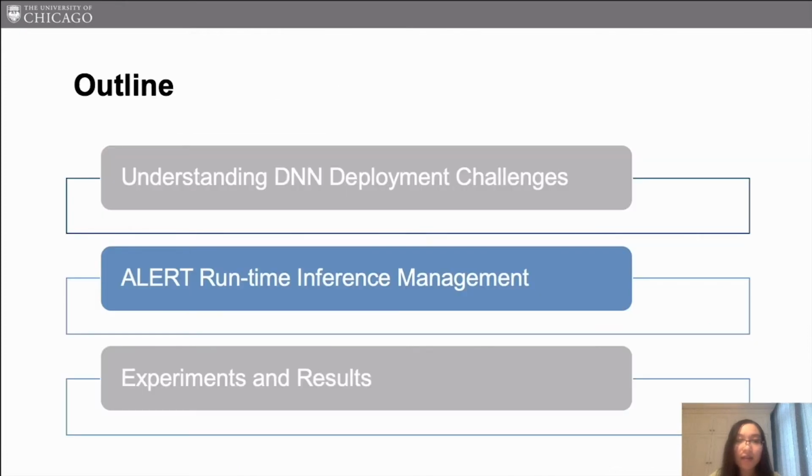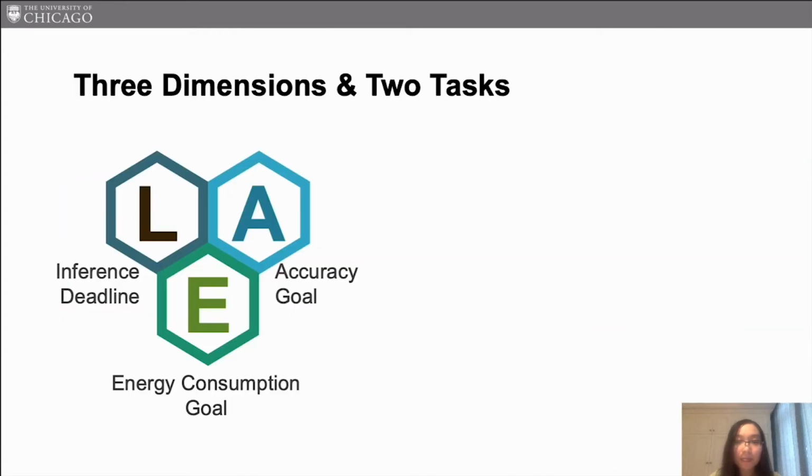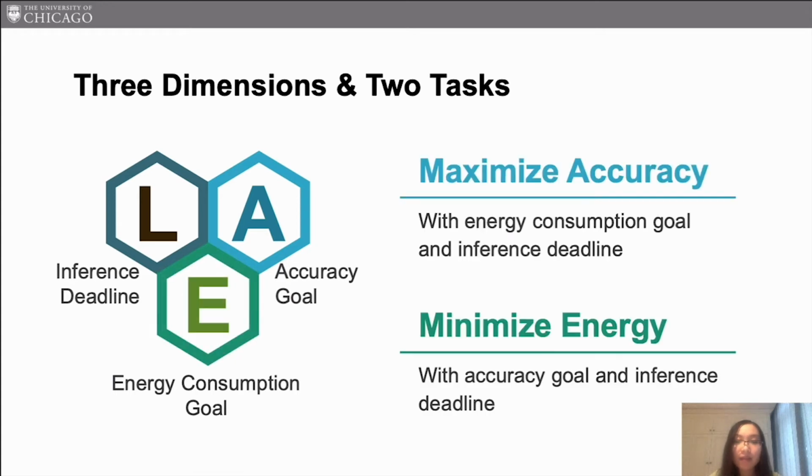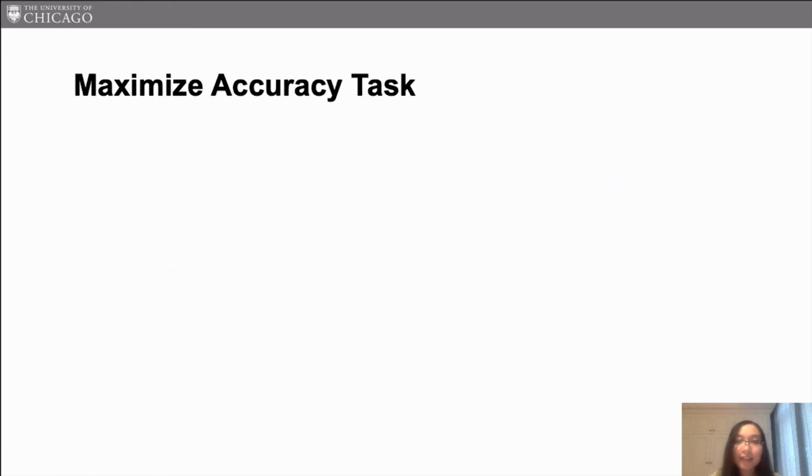Now we'll introduce our Alert design. Going back to the three dimensions: inference deadline, accuracy goal, and energy consumption goal. Alert is able to optimize any one of them while meeting the constraints of the other two. In particular, we'll discuss two tasks: maximize accuracy with an energy consumption goal and inference deadline, and minimize energy with an accuracy goal and inference deadline. Take the maximize accuracy task as an example.